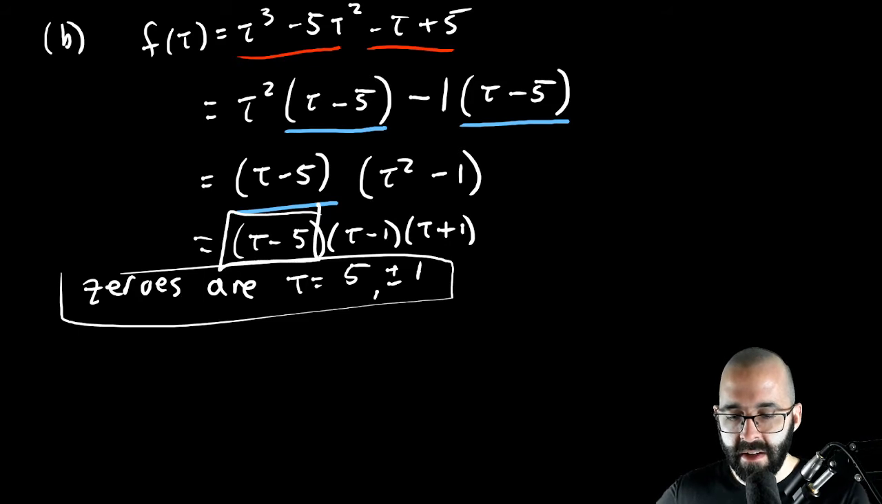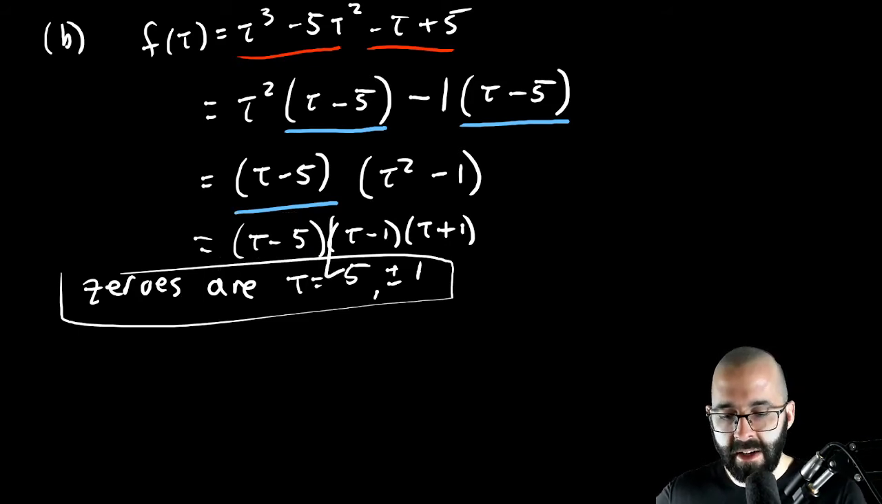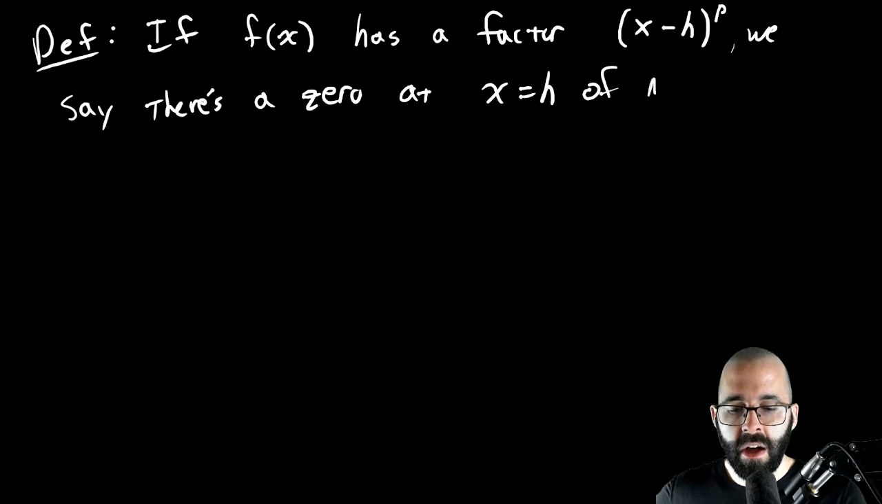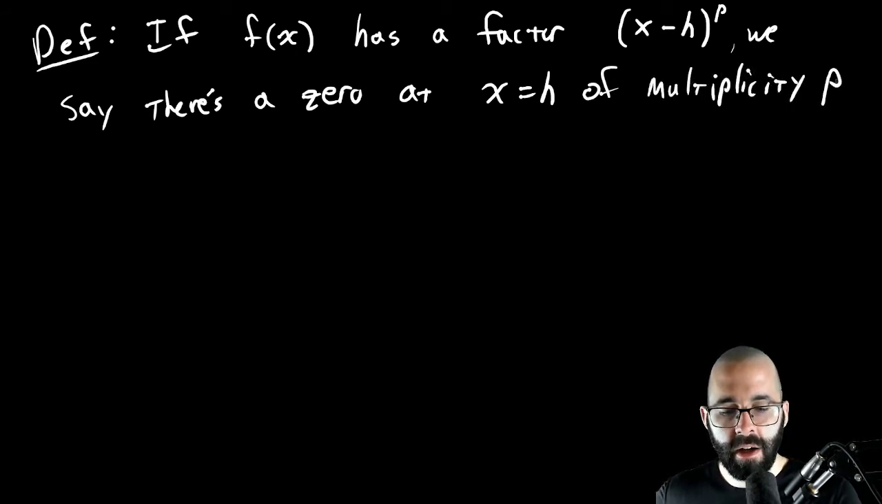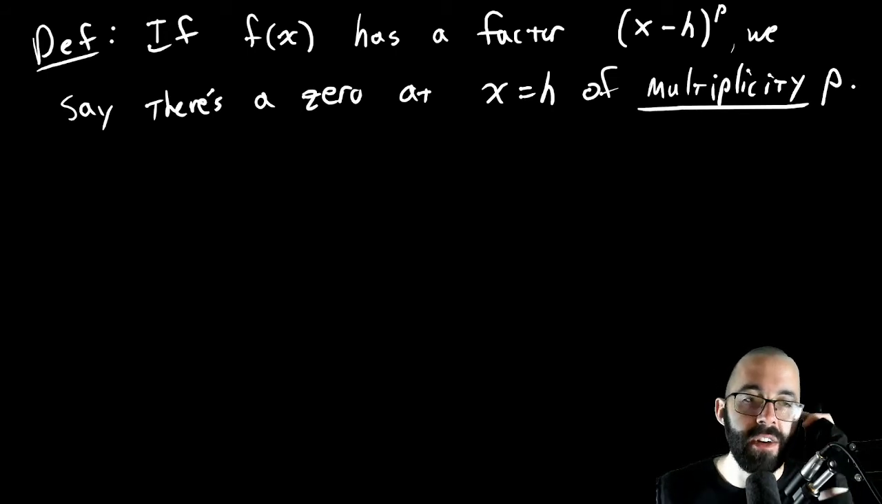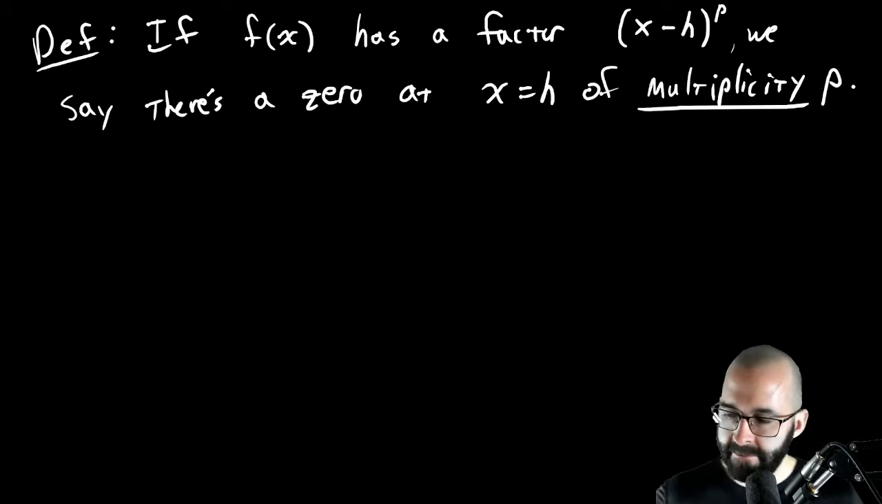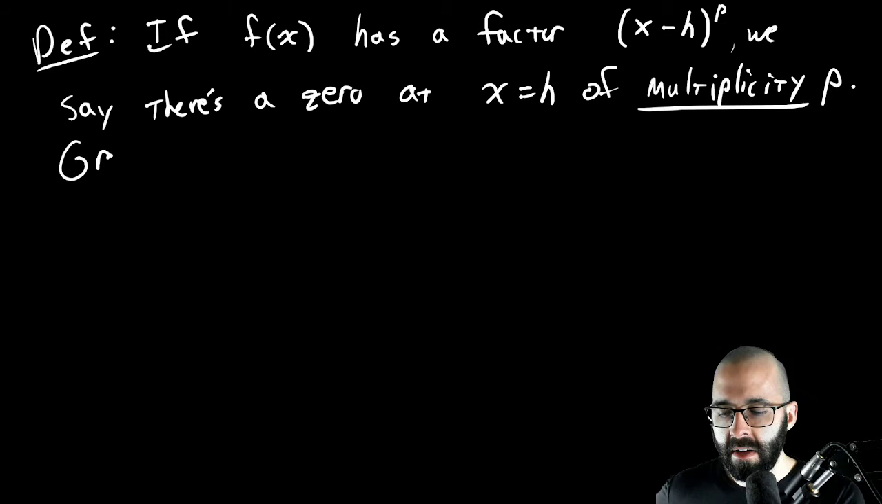Here's a factor. So there's a 0 at 5. Here's a factor. There's a 0 at 1. Here's a factor. There's a 0 at -1. And then specifically a factor, a 0 at x equals h of multiplicity p. That's our big definition here. All right. And then different things happen graphically.